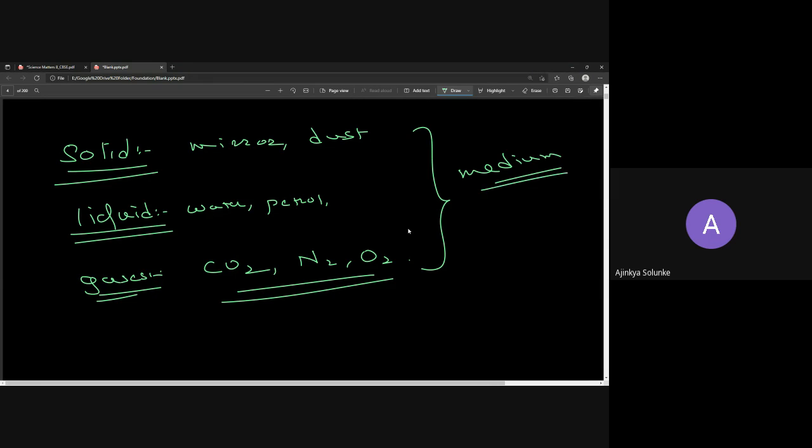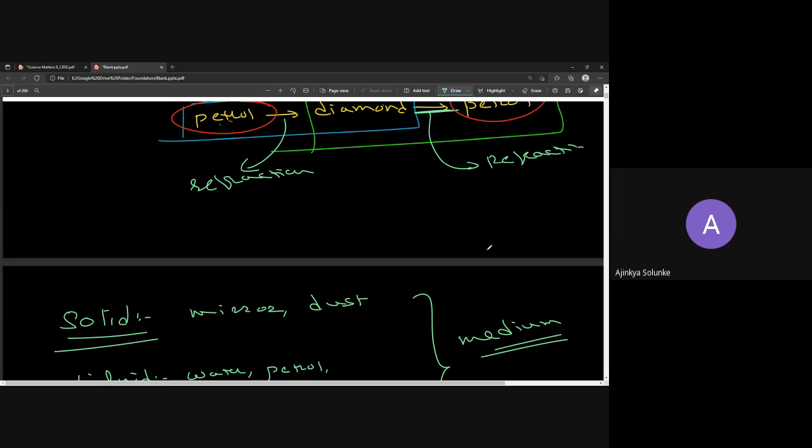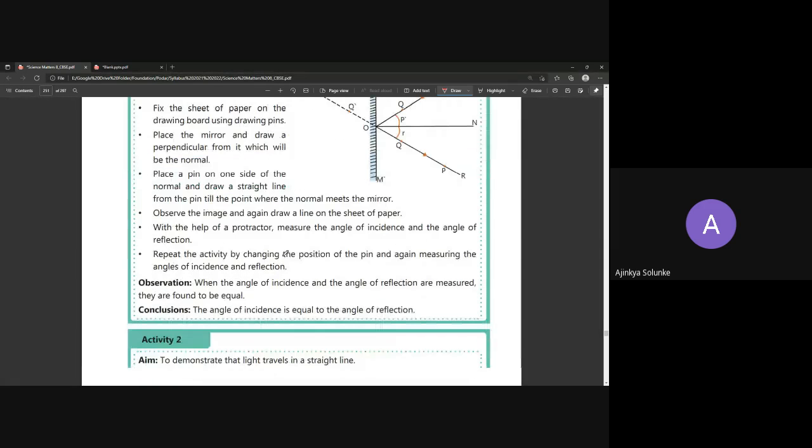The substance through which the light travels is called a medium. Chalo, we have seen a lot of things. Let us talk about reflection of light. Okay, reflection.